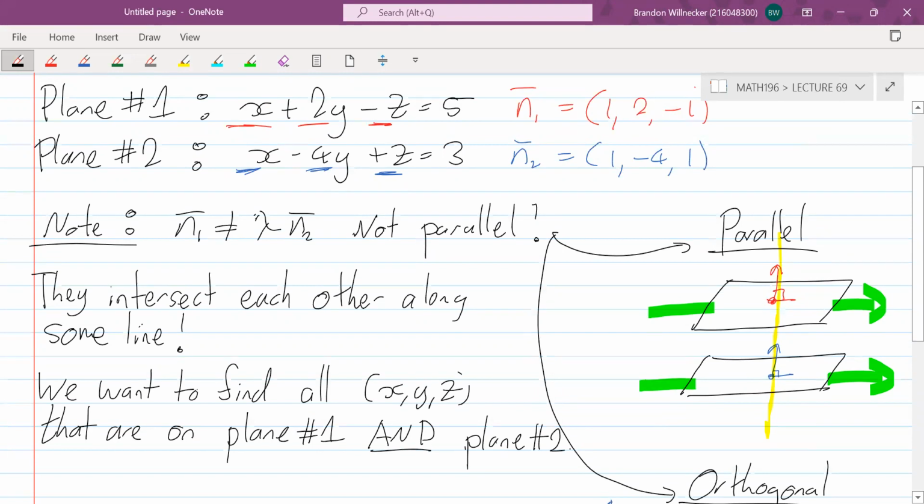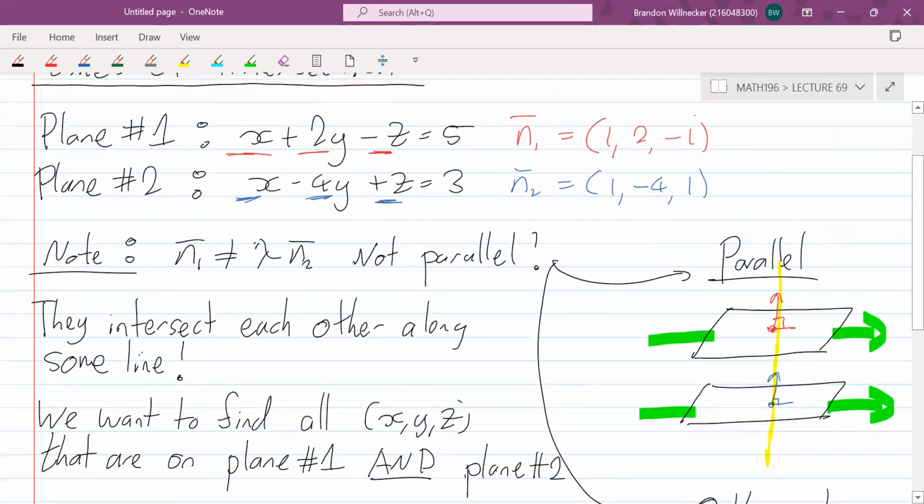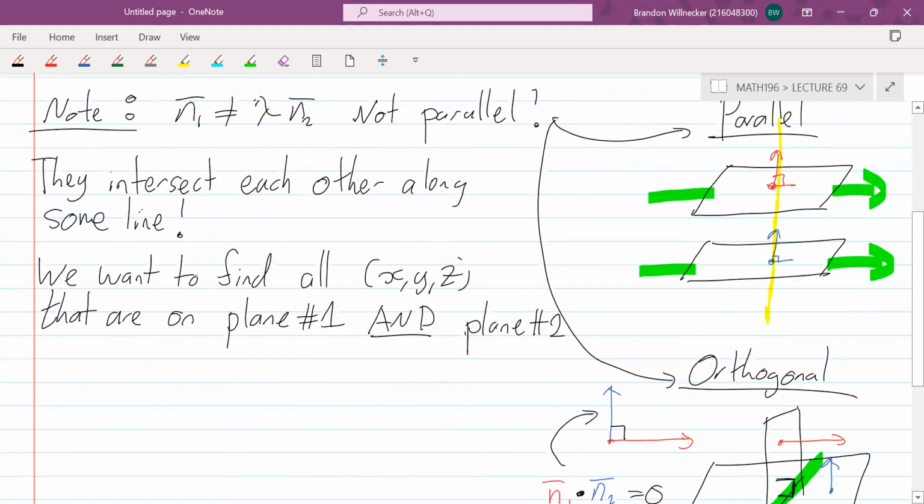Okay, so how do we do that? Well, if it needs to be on the first plane and the second plane, that's equivalent to solving the system of equations. Because it must satisfy both equations for the point to be on both planes. So we've got the following system. x plus 2y minus z is equal to 5, and x minus 4y plus z is equal to 3.